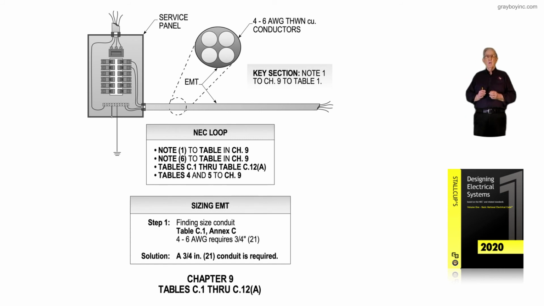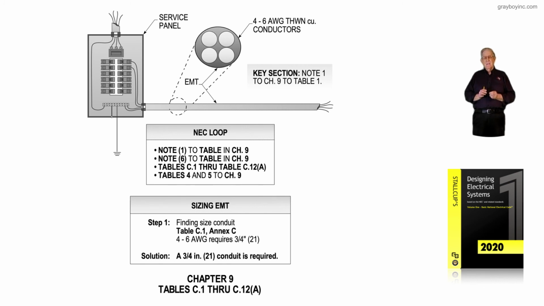Now, what we're calling out here in the illustration, we have 4 number 6 AWG THWN copper conductors. The key section we would use would be Note 1 to Table 1 of Chapter 9, which says since they're all the same size, we are referred over to Annex C.